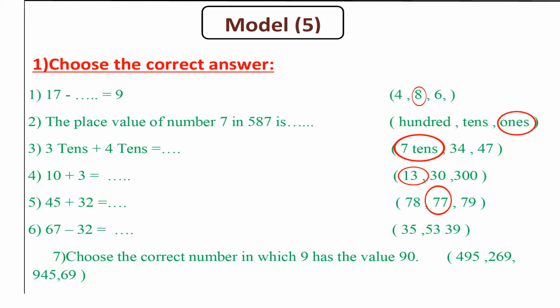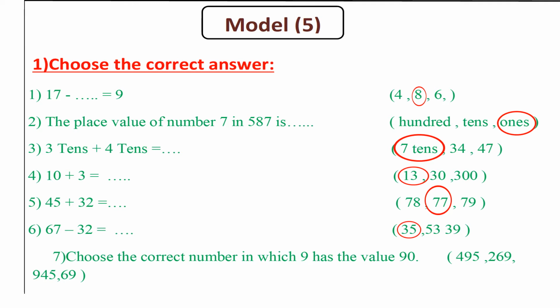And 6 minus 3, I will count from small to big. I will count from 3 to 6. After 3: 4, 5, 6. Stop. How many steps? We move 3. So the answer is 35.